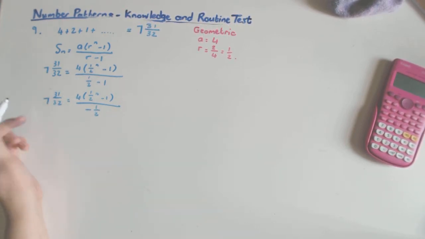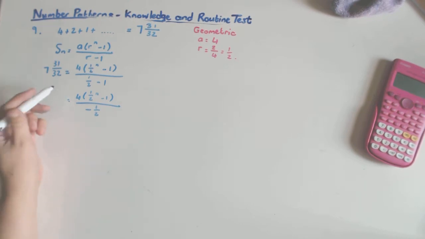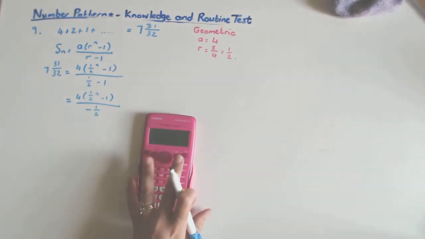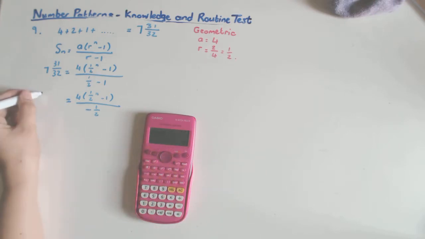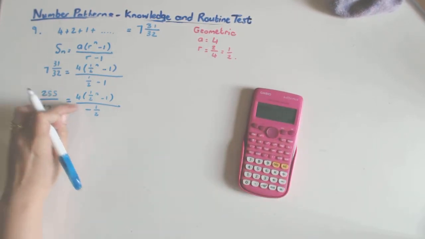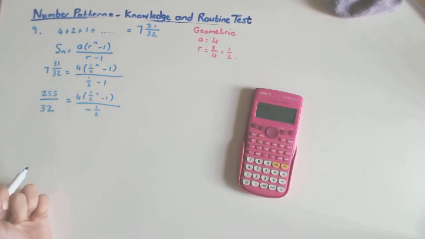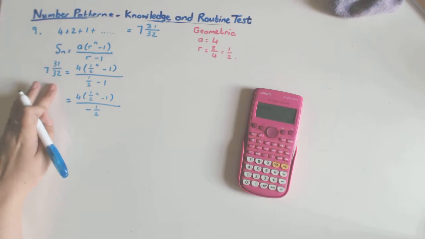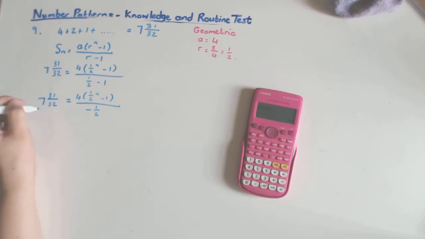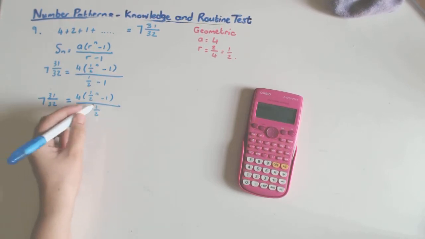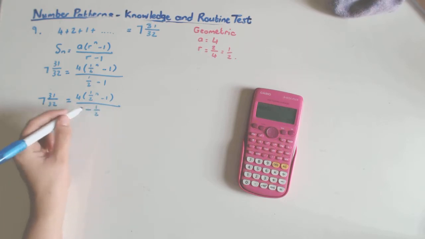You can actually write this as an improper fraction. 7 times 32 plus 31 is 255. So I've got 255 over 32. And then I can actually just cross multiply. I think I'm making it more difficult than it needs to be. 7 and 31 over 32. I'm going to take this in my calculator and multiply minus a half with it to get rid of this.